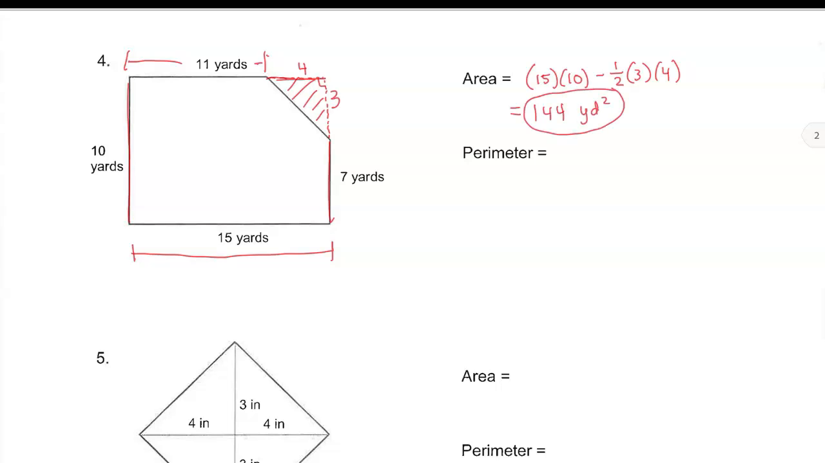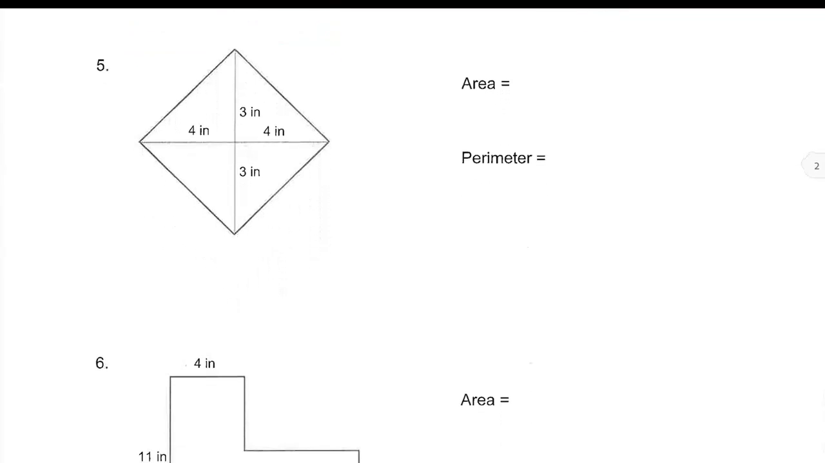Perimeter, I'm missing the side. I'm only missing one side of the shape, and it is the hypotenuse of the triangle up in the corner. So obviously this is a 3, 4, 5 triangle, so 5 is the missing side of our shape. I'll start at the top and go clockwise. So I'm going to add 11 plus 5 plus 7 plus 15 plus 10. I'm getting 48 yards. Please try the next 2 problems, number 5 and number 6, on your own.